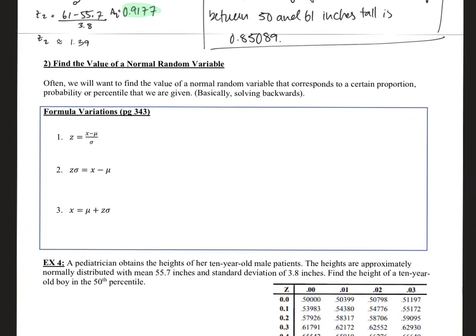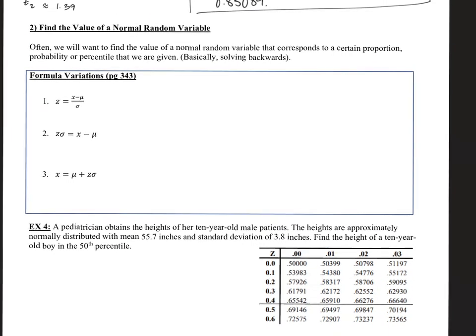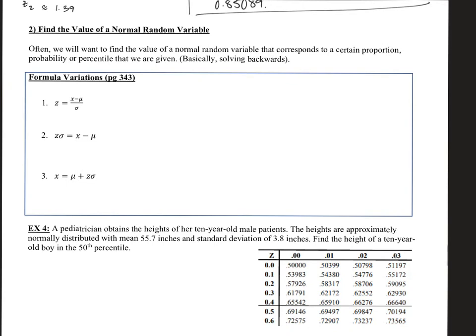Okay, so objective 2, find the value of a normal random variable. Often we'll want to find the value of a normal random variable that corresponds to a certain proportion, probability, or percentile that we're given. So basically, we're going to be solving what we did backwards. Oftentimes, we'll be given z, which is the proportion, and we'll want to find x, the value that corresponds to it. For formula variations, we're given this formula here, which is the one we know before. And then here are some variations of this formula, and I'll go over how we found them.